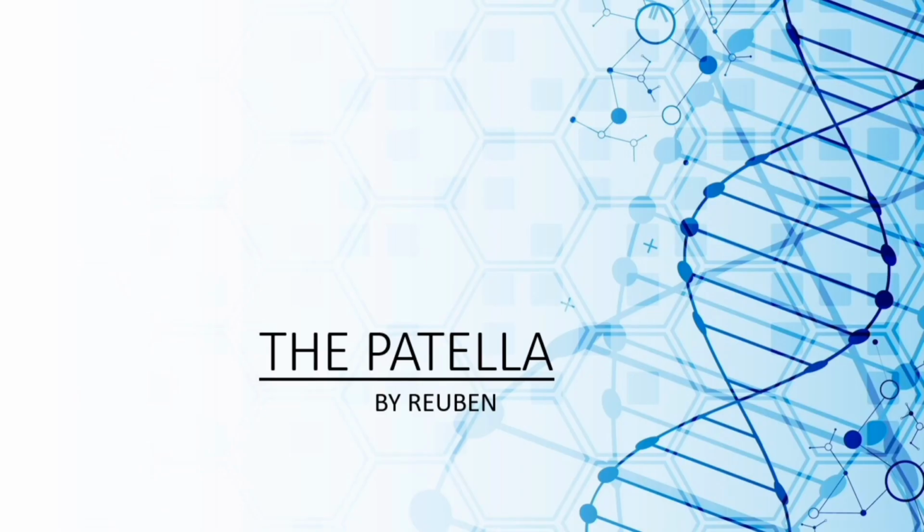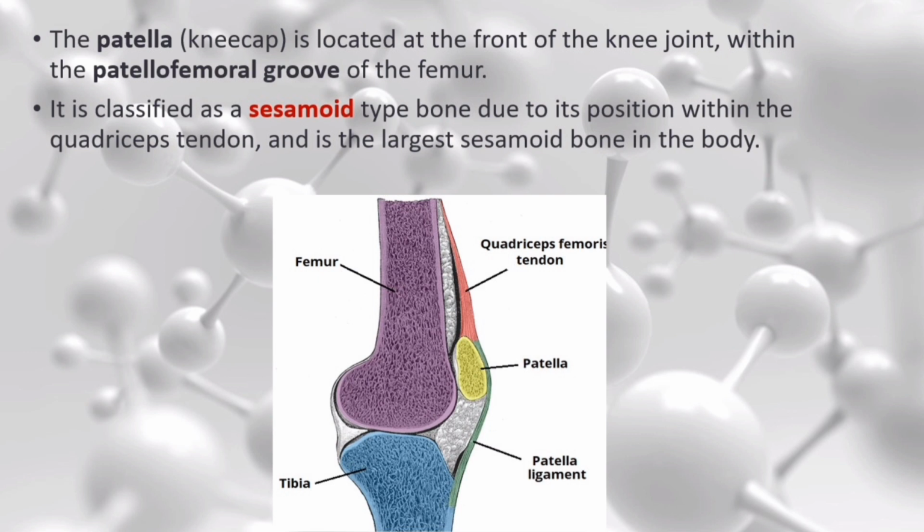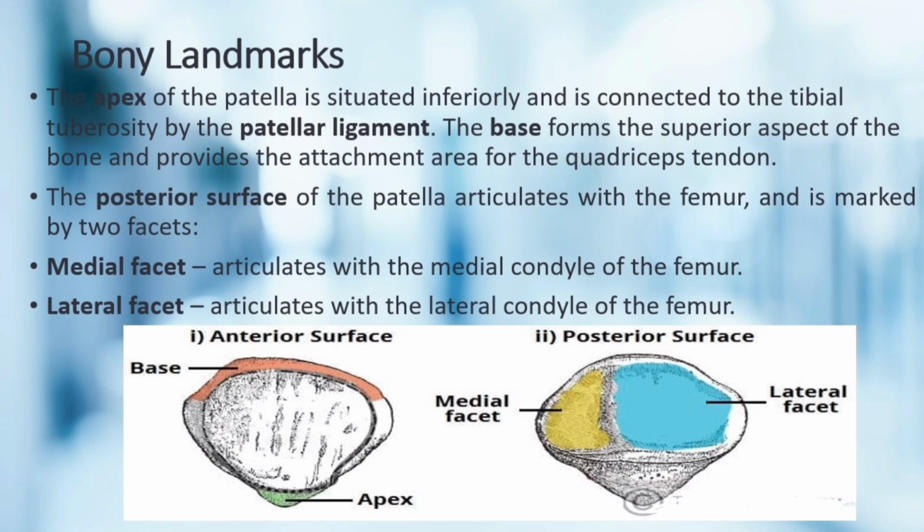The patella. The patella, or kneecap, is located at the front of the knee joint, within the patellofemoral groove of the femur. Its superior aspect is attached to the quadriceps tendon and inferior aspect to the patellar ligament. Bony landmarks: the patella has a triangular shape, with anterior and posterior surfaces. The apex of the patella is situated inferiorly and is connected to the tibial tuberosity by the patellar ligament. The base forms the superior aspect of the bone and provides the attachment area for the quadriceps tendon.